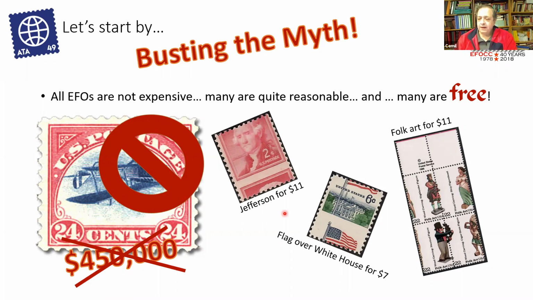This one here, also a misperf with a perforation error, and also very thematic, the flag of our White House, the starting point is $7. This one, which shows false art, the bidding price is $10 with 10% hammer fee would be $11. Then of course you would pay postage. So my goal is not so much to do an advertisement of the EFOCC, but I do want to make it clear that you can collect EFOs on a limited budget.